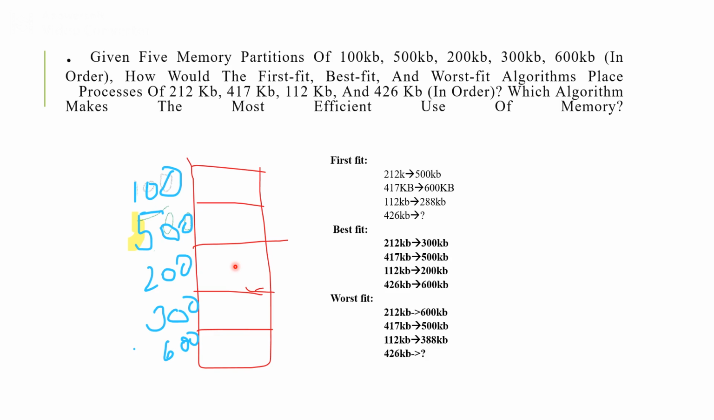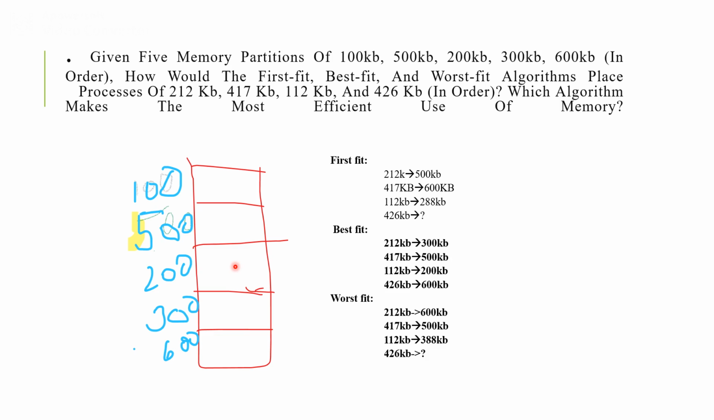So in best fit, we can find that almost all the processes are placed in the corresponding memory locations, right? Next, let's consider the worst fit algorithm. In worst fit, the memory manager will place a process in the largest block of unallocated memory.